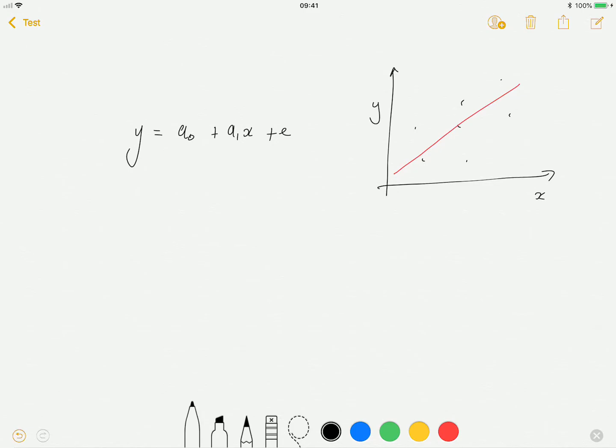Now each term stands for different things. So the a0 term is our y-intercept, a1 is obviously our slope, and the e is our residual error between the line and each individual point. So that distance. Okay, so we need to find a criterion that will tell us the best fit of this line.